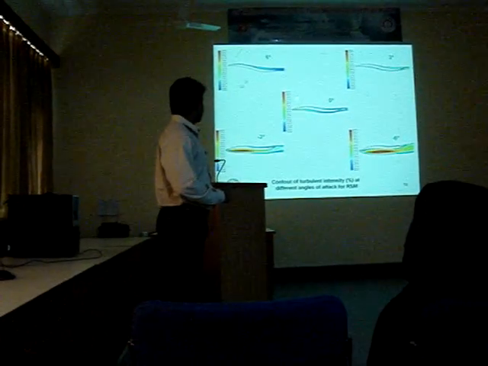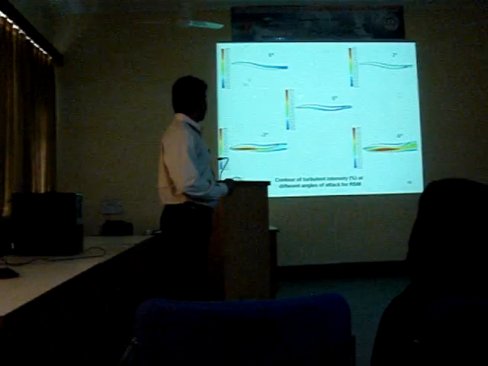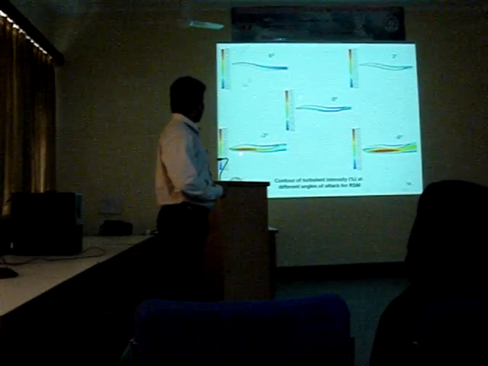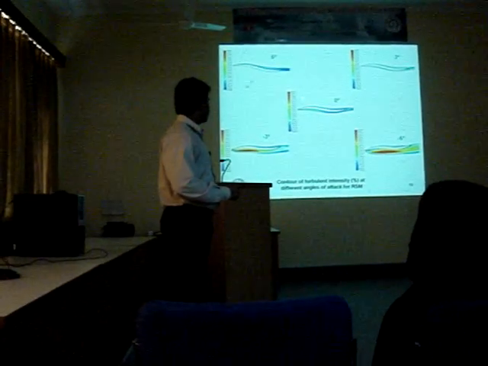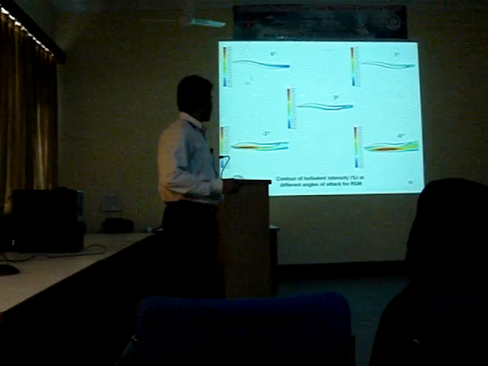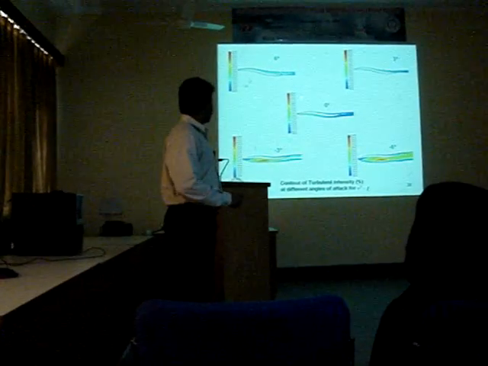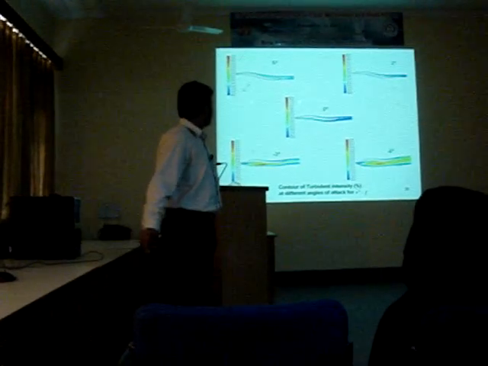This graph shows the distribution of turbulence intensity at different angles of attack. At negative angle of attack, you can see the turbulence intensity is more at this location. This result will be useful for us to predict the location of cavitation if used in a hydraulic application. This graph shows the turbulence intensity at different angles of attack using this model.